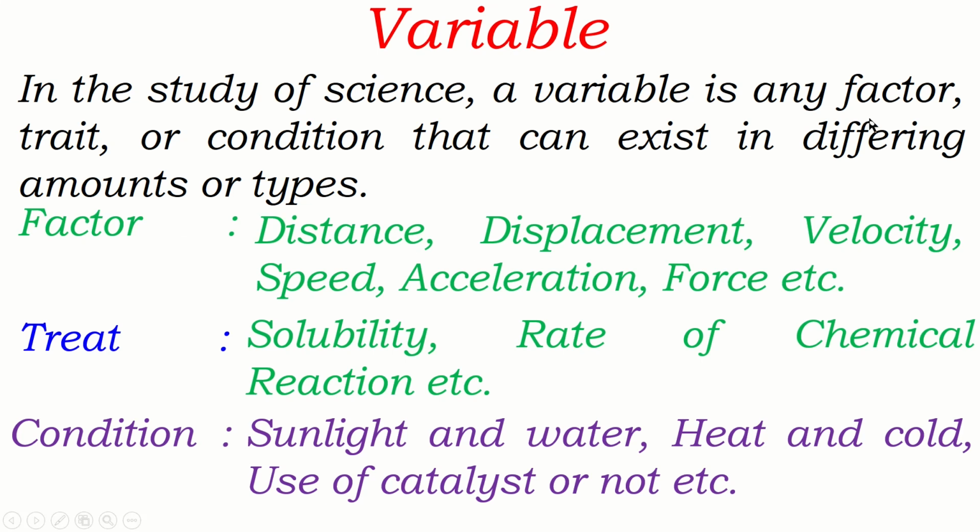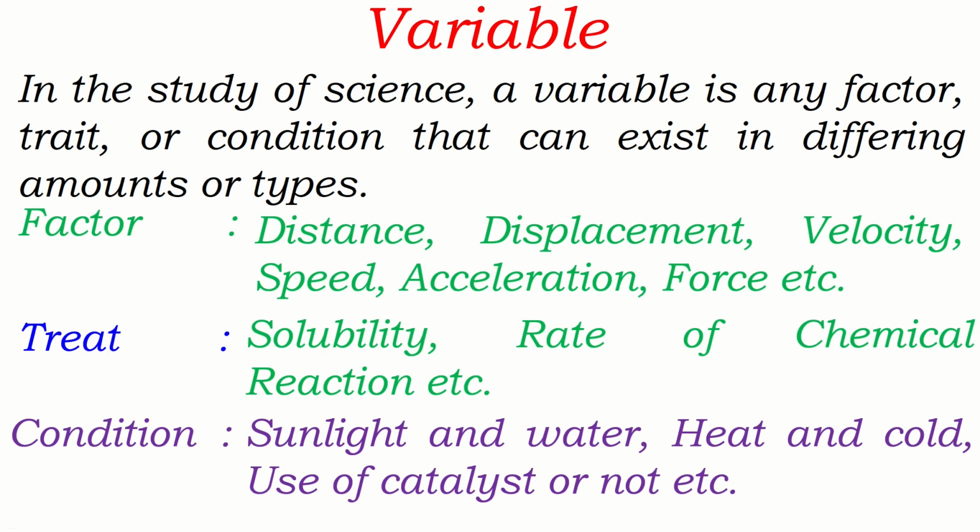That's why in the study of science, a variable is any factor. It may be a trait or a condition or a factor. And it exists in differing amounts or types. What does it mean? Differing amounts and types. It means it can take different values under certain limitations. For example, distance can take any value. In the same way, solubility can take certain values within certain limits. And they take different values. That's why they exist in differing amounts or types.